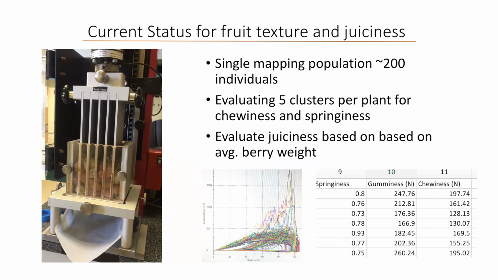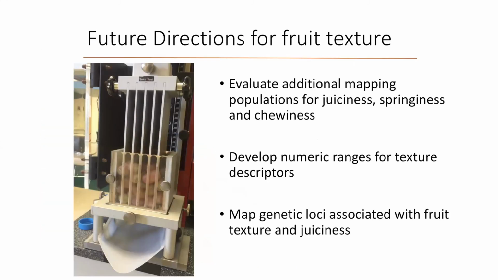So right now we're evaluating a single mapping population with about 200 individuals. That's the 1135-27. And we're doing 5 clusters per plant to get these numbers for chewiness and springiness. We're also looking at juiciness, or how much juice comes out of these samples. For the future, we're really trying to evaluate additional mapping populations, and we'd like to develop these numeric ranges for texture, with the ultimate goal of identifying genetic loci associated with fruit texture and juiciness.